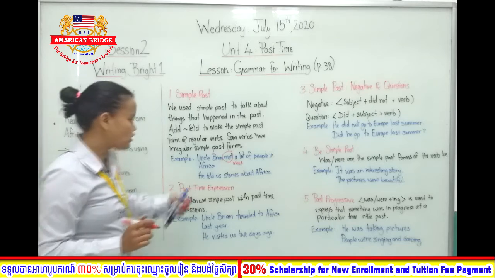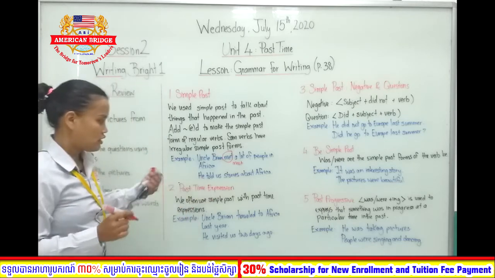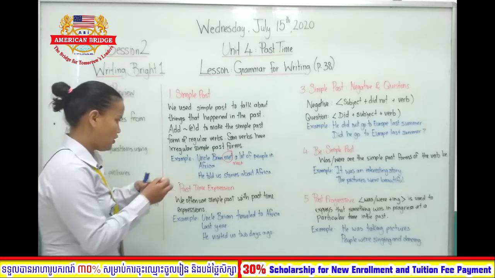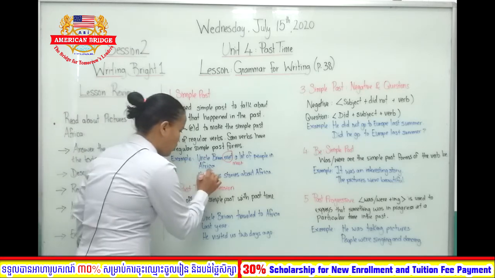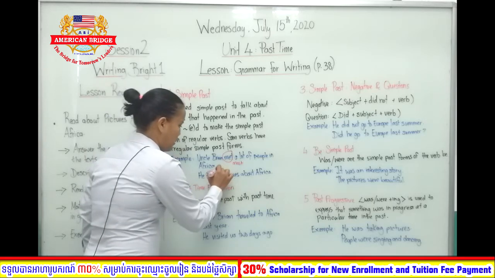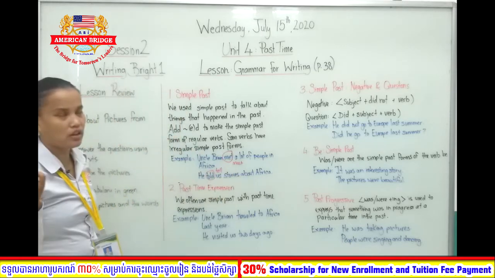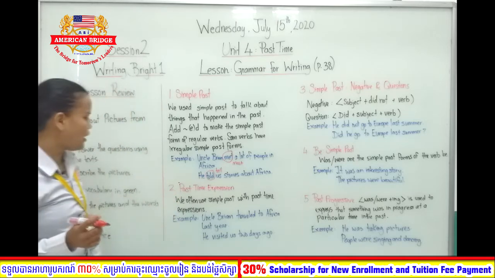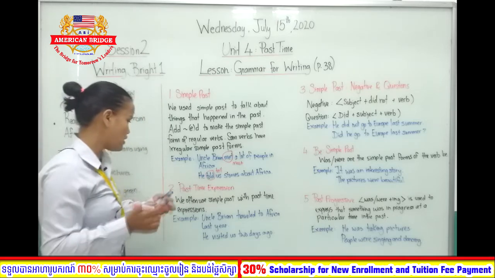Also, he told us stories about Africa. So which one is the simple past form? Right. So the simple past form is told, right? What about the present? Tell. Good. Simple past is one of the grammar sections that's really, really easy to understand. Okay, then go into number 2 with past time expressions.